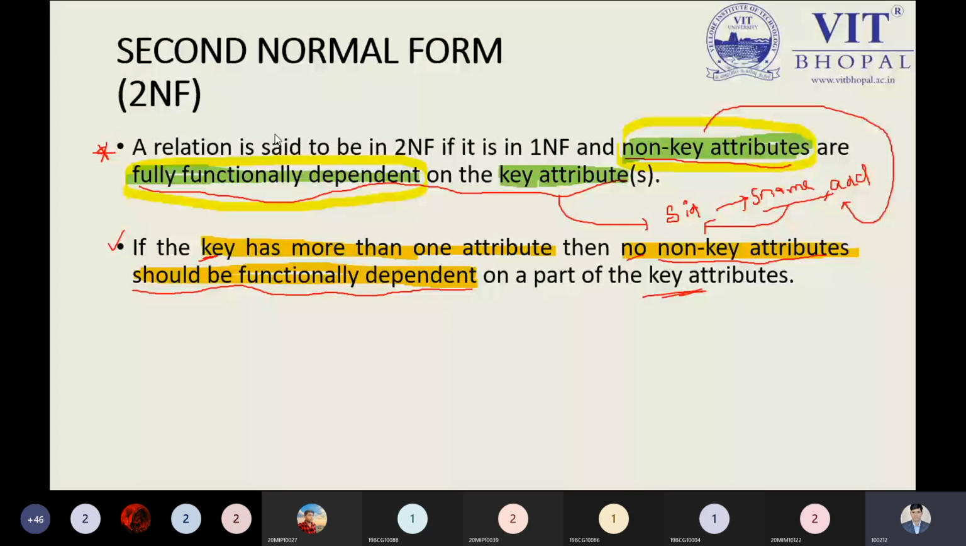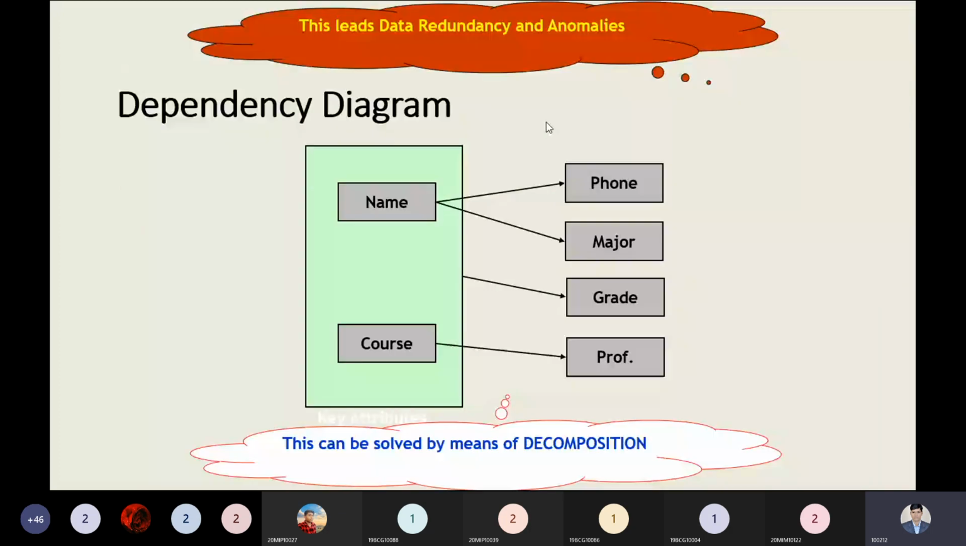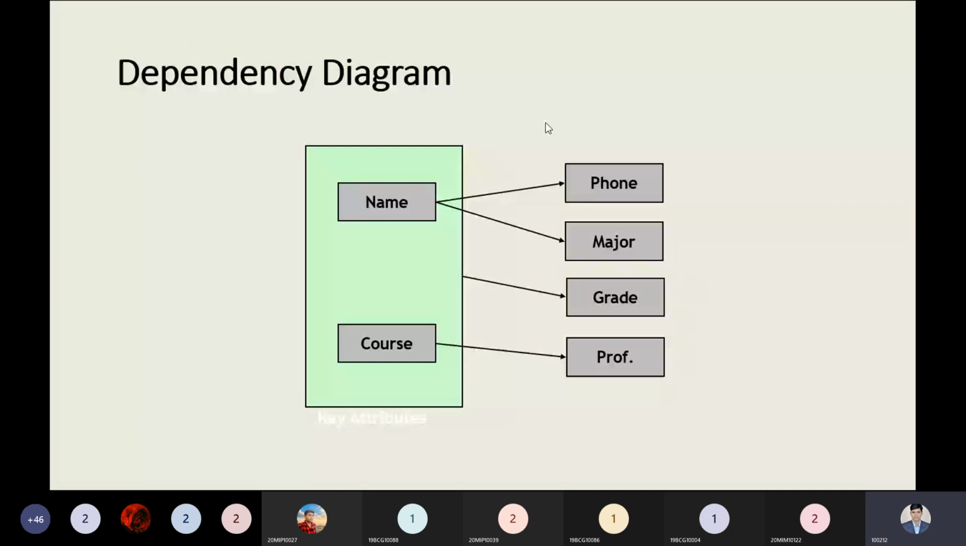This is the dependency diagram. As I told you, the dependency in our relation, as we have seen in the student relation, can be made in three different manners. So we have seen this concept. Dependency can be on different attributes depending on a particular attribute. So here, phone number and major can depend on the name. Yes, of course, it could depend.